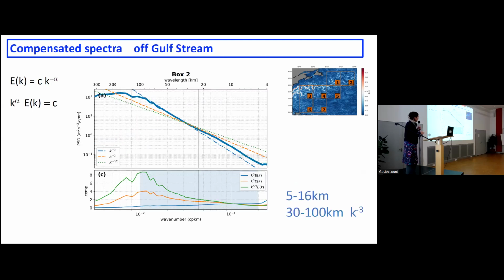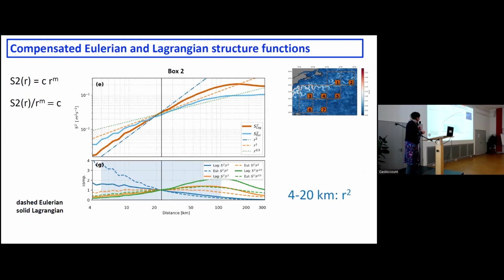Okay, then another example of a box that's more off of the Gulf Stream. Here you can say these two scalings are not very good, but you can get a more promising scaling for the k to the minus 3, so it's steeper, for two ranges of wave numbers. I've already shown that earlier. And again, a similar picture arises for the structure functions, but not exactly at the same scales.